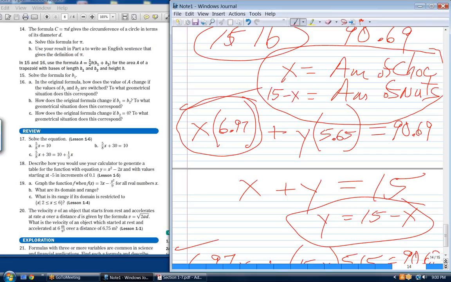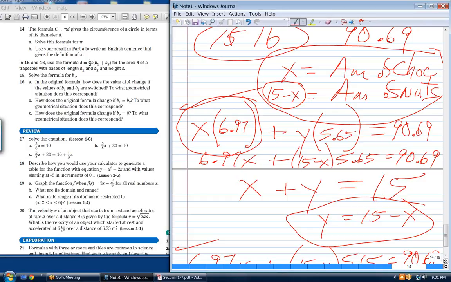So now, by staying in one variable, this is a bit of a leap that you have to learn to kind of make. It's not obvious that the amount of nuts would be 15 minus x, but it's true. If x is the number of pounds of chocolate, then 15 minus x has to be the number of pounds of nuts. So now I can immediately write my equation: 6.97x plus, well, the amount of nuts is 15 minus x times 5.65. In other words, I don't really need to introduce a second variable. It just makes it a little easier to understand, I think, by using two variables instead of one.